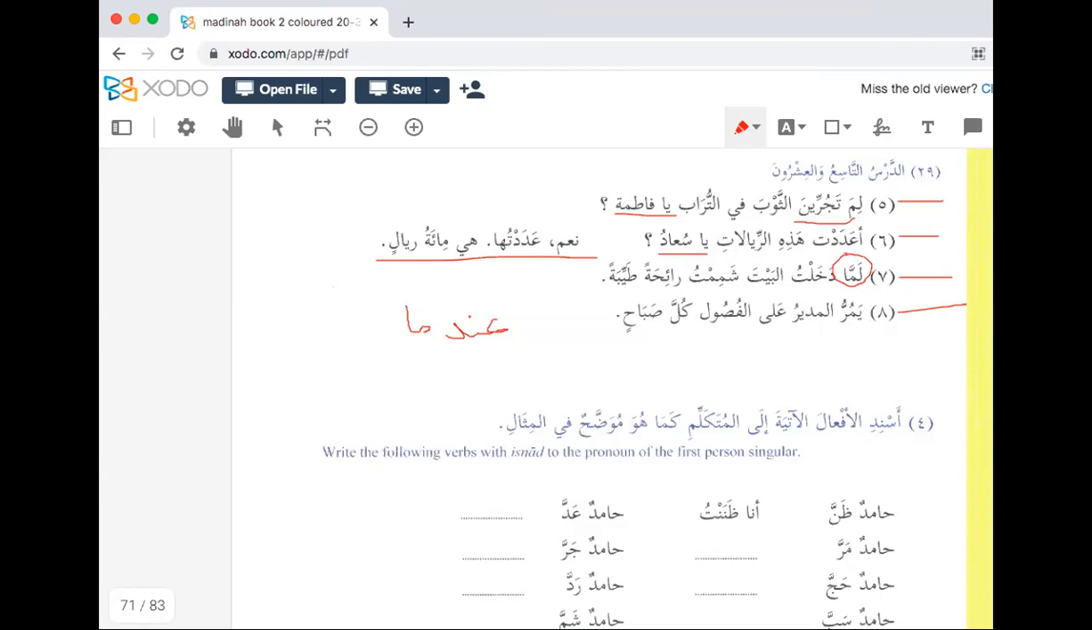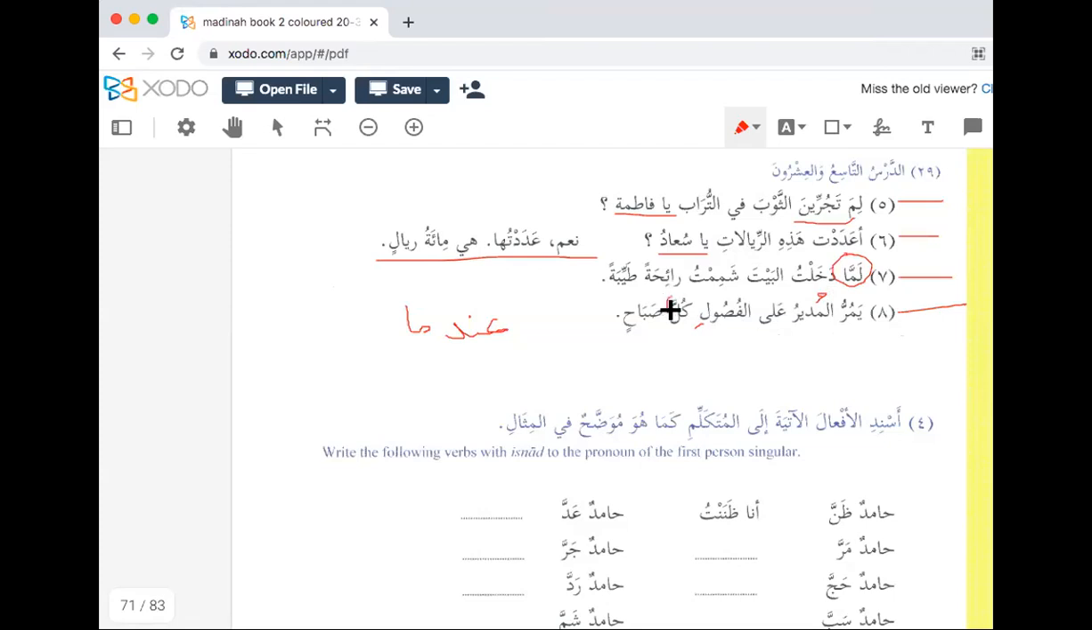Barakallah. And number 8 is Abdullah with us. If not, then we'll go to Abu Hassan. There you are. Abdullah, you reading? Yes. Go ahead. Number 8. Yes, please. يمر المدير على الفصول كل صباح. أحسنت. Again, please. يمر المدير على الفصول كل صباح. أحسنت. وبارك الله فيك إبراهيم.